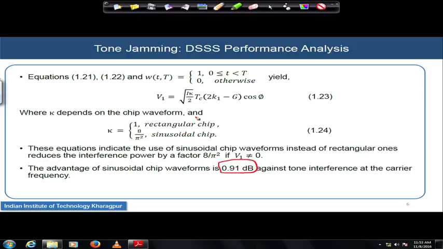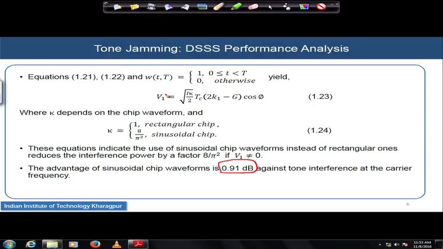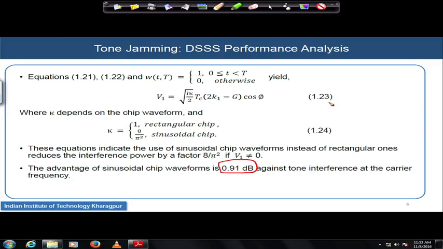Another important observation is, if I choose k1 equal to g by 2, then this contribution V1 will boil down to 0. So, if you choose the sequence in such a way that half of the time the sequence gives you plus 1 and half of the time minus 1, that is, if you have an even length sequence where half of the sequence values are plus 1 and half are minus 1, then your interference will be 0.